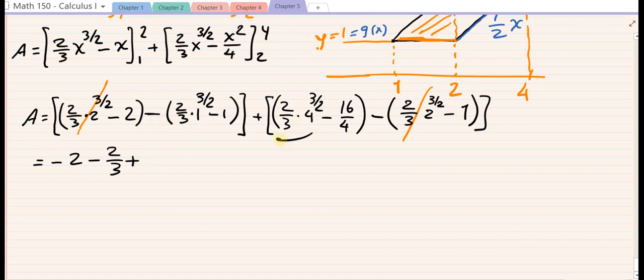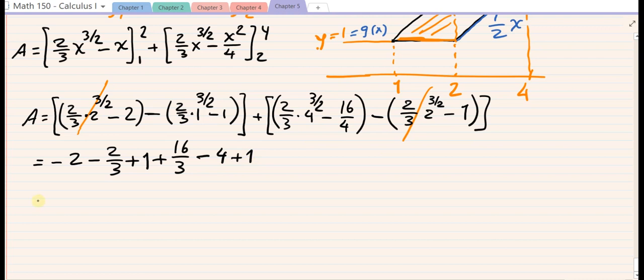And then this one, 4 to 3/2, that's square root of 4 cubed. That makes it 8. 8 times 2, that's going to be 16/3, right? Oh, hold on. I said it, I didn't do it. Negative 1 and 1 makes 1. Okay. Now, so that's going to be 16/3 plus 16/3. And negative 16/4, that's negative 4. And finally, negative of negative 1 is 1 plus 1.